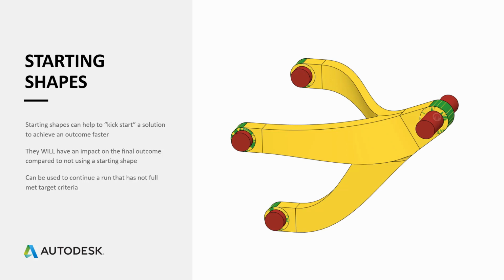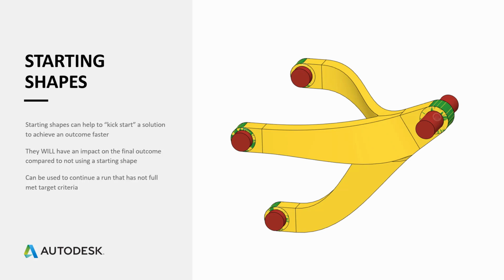So you can get to a solution much quicker with fewer iterations. But the big thing is that if you use a starting shape, it will absolutely influence the final outcome. You will almost never get the same outcome as you would not using a starting shape. And I'll show that with the example here.